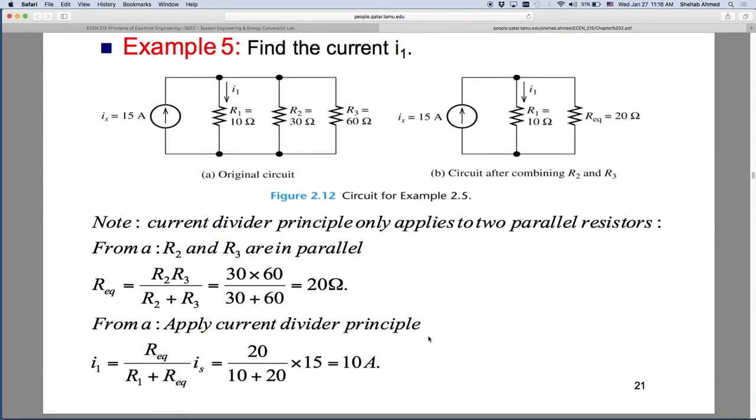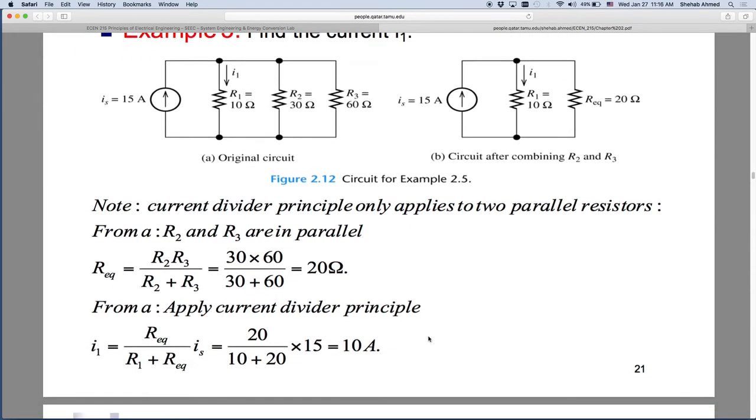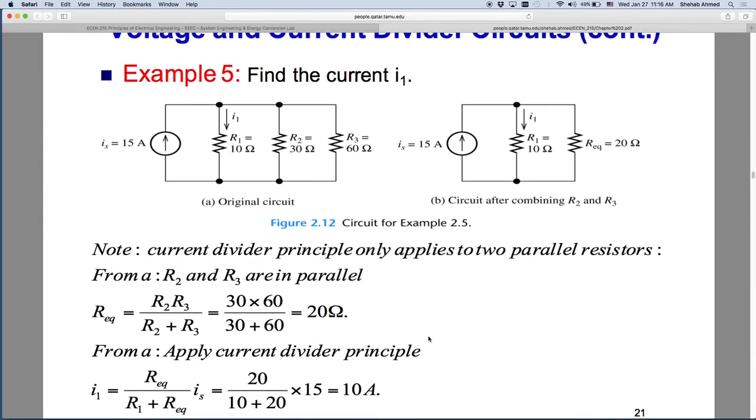Okay, current divider rule. You want to find the current I1 in this circuit. So we have 15 amps coming into this node, right? How do I go about this? I want to find the current in this branch. We take the current divider rule. The current divider rule says that the current in this branch is equal to the total current multiplied by a ratio. This ratio depends on the resistance of the other path that the current can take. The other path that the current can take has two other resistors in parallel.